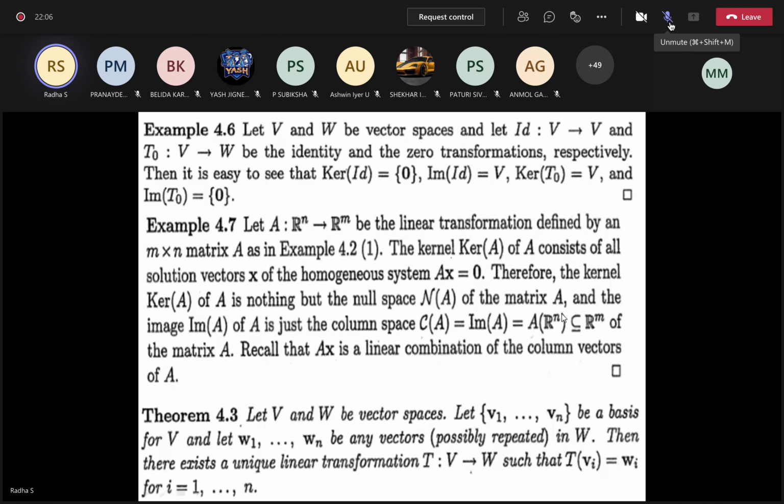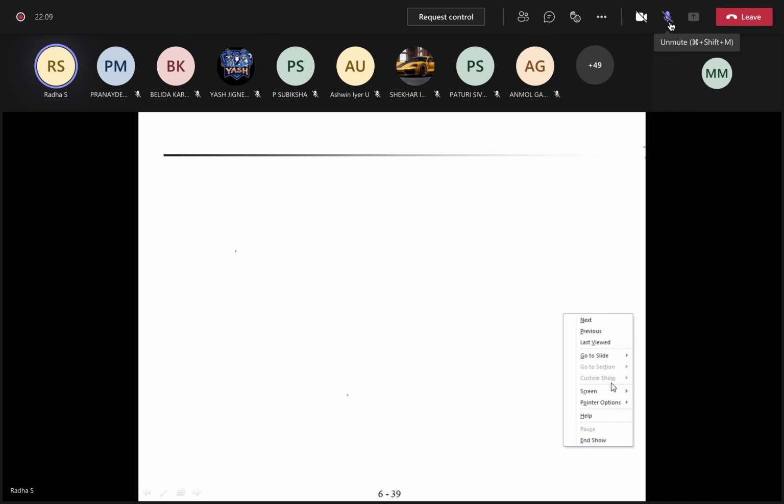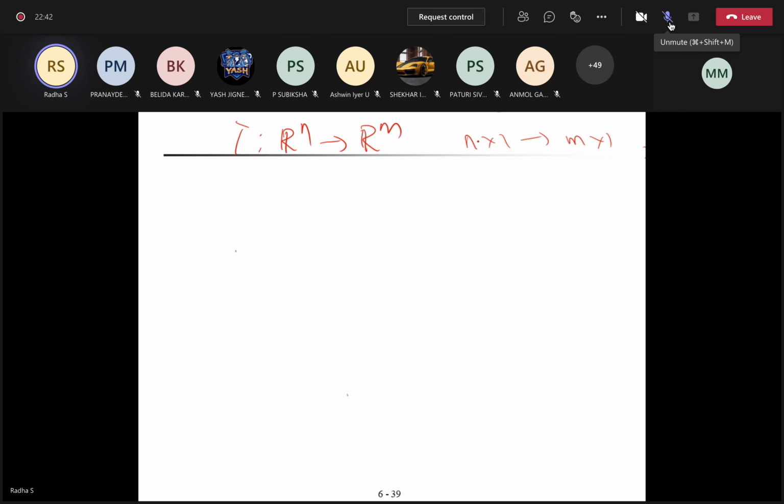What is the second example? T from R power n to R power n. So there is a linear transformation T from R power n to R power n. How am I defining it? How can you take an element of R power n to R power n? Any guess? From R power n, I have a vector, maybe an n by 1 vector, right? And that is being taken to an m by 1 vector. Any idea how to do this?